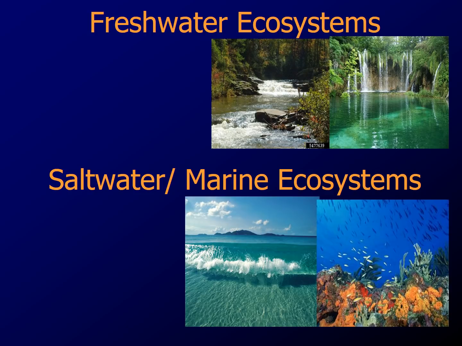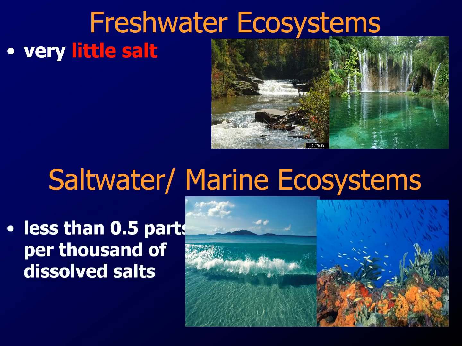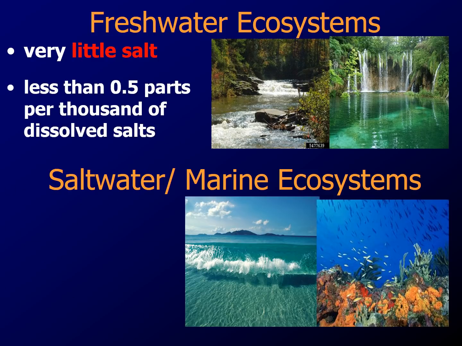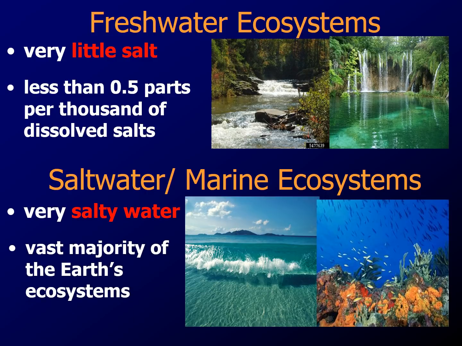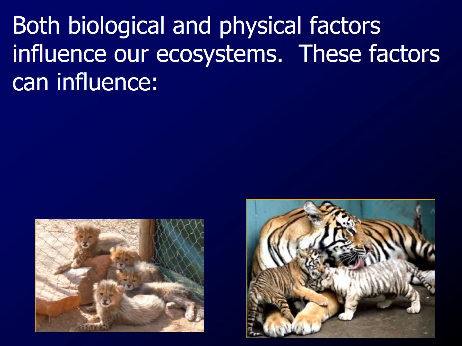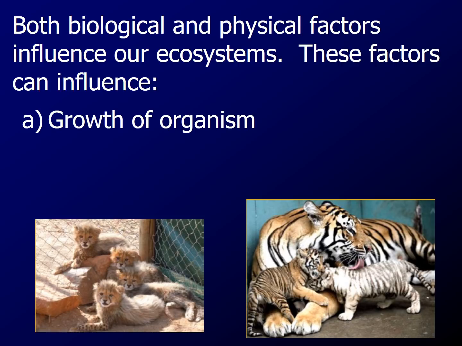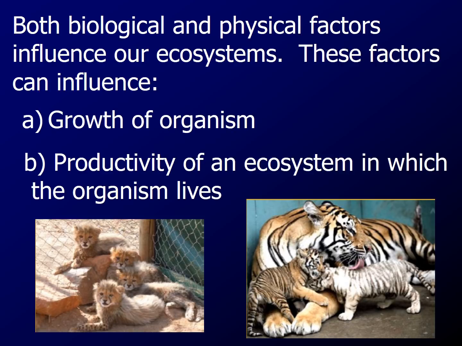Freshwater ecosystems are characterized by having very little salt, whereas saltwater ecosystems have a lot of salt and they make up the vast majority of the Earth's ecosystem. Biological and physiological factors impact each other and thereby influence our ecosystem. These factors can influence the growth of the organisms and the ability of an ecosystem to sustain those organisms.